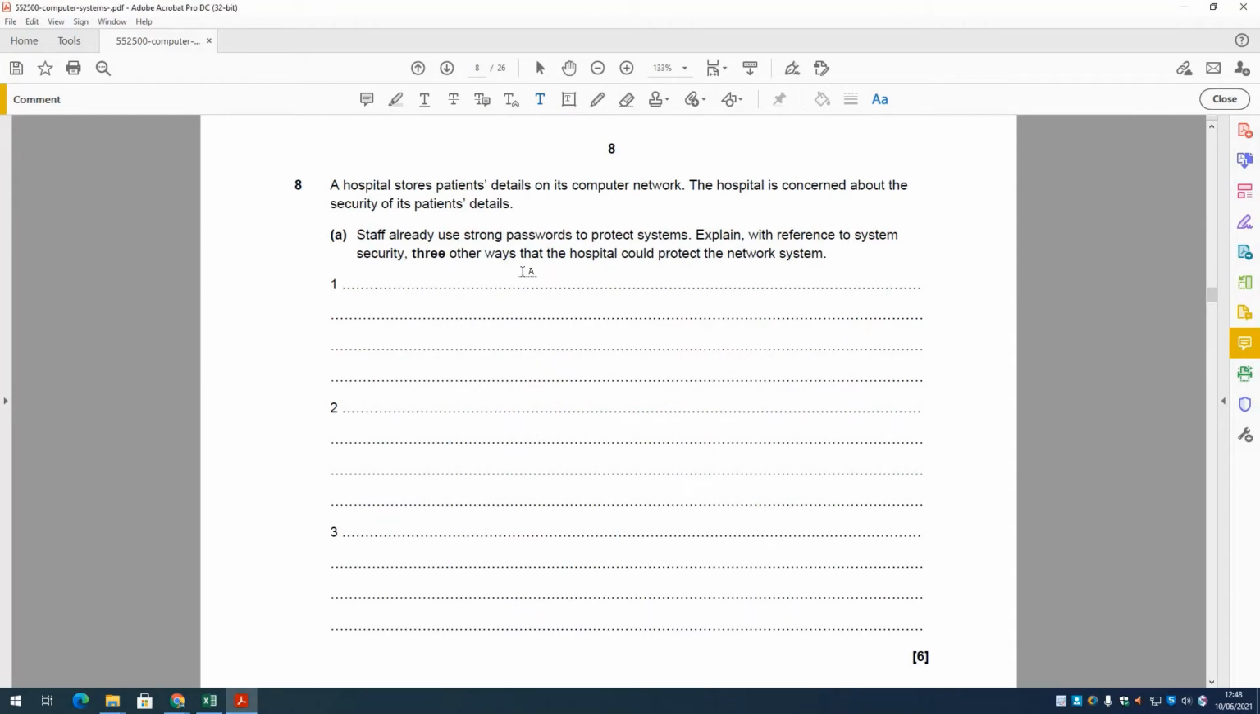Question 8. A hospital stores patients' details on its computer network. The hospital is concerned about the security of its patients' details. Staff already use strong passwords to protect systems. Explain, with reference to system security, 3 other ways that the hospital could protect the network. So we need to basically find 3 ways to protect the network, and it's said with reference to system security, so it's going to be what was written in that area of the spec.